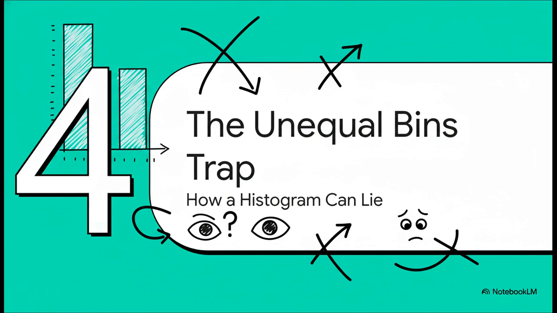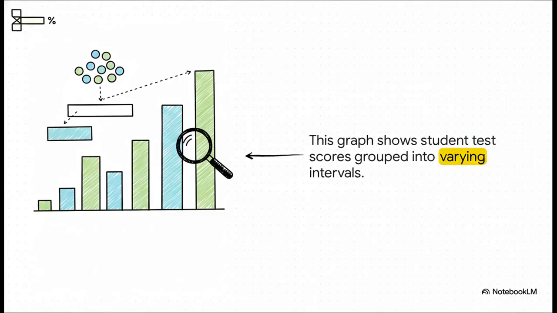Histograms are powerful, for sure, but they can also be really deceptive if you're not careful. Let's talk about something called the unequal bins trap. So, picture this. A teacher grouped student test scores, but the groups have different sizes. You see, the first one covers 20 marks, but the last one covers a whopping 30 marks. A student then made this histogram.